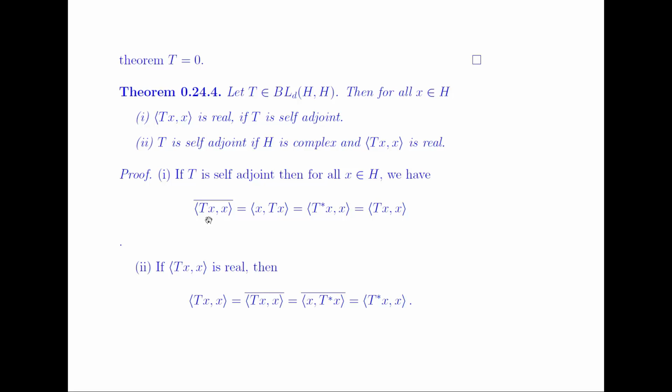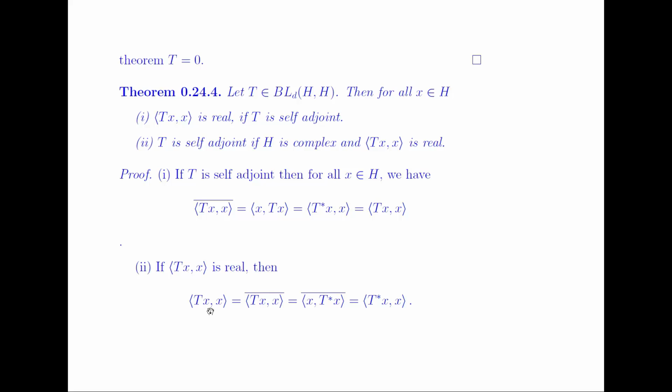So we found that this conjugate is equal to itself, again the same. Hence this inner product of Tx comma x is real. We know this property. And further, if H is a complex Hilbert space and this is real, then T is self-adjoint.